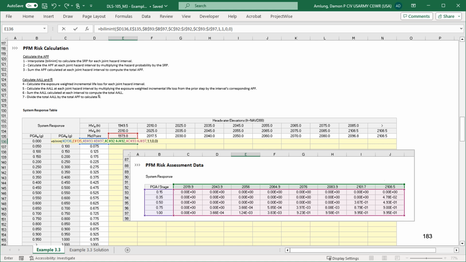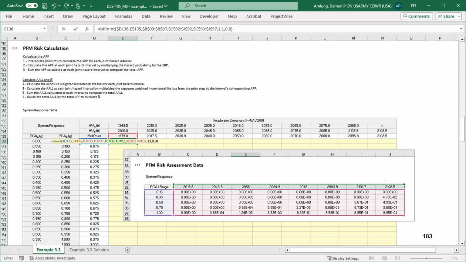the by_lin int function. The first input into the formula is the midpoint headwater. The second is the midpoint PGA, followed by the headwater range from the system response table, then the PGA range from the same table, then the system response probabilities, followed by 2 ones since both the PGA and stage are in ascending order, followed by 2 zeros because we are not extrapolating.